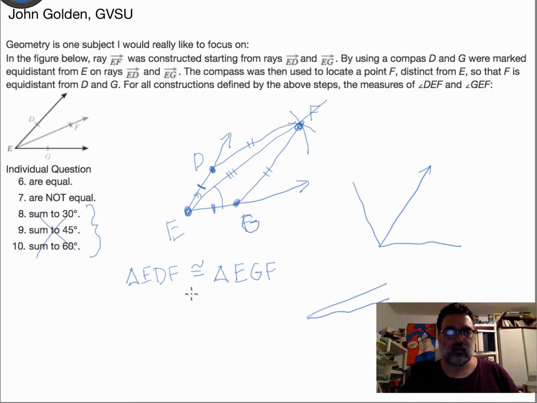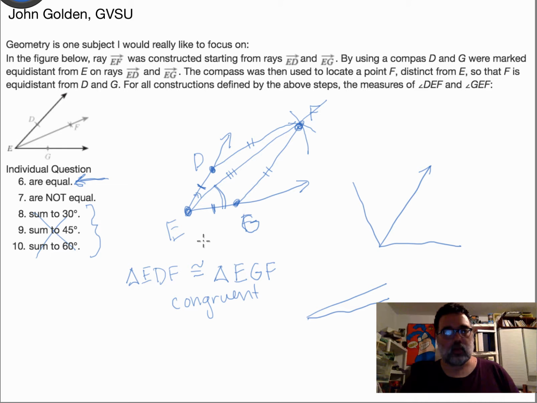In particular, if these two are congruent, that means the corresponding angles are congruent, so their measures are equal. So this angle is equal to that one, and this angle is equal to that one. So the answer has got to be 6 here.